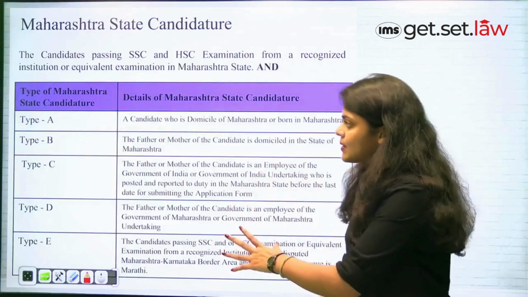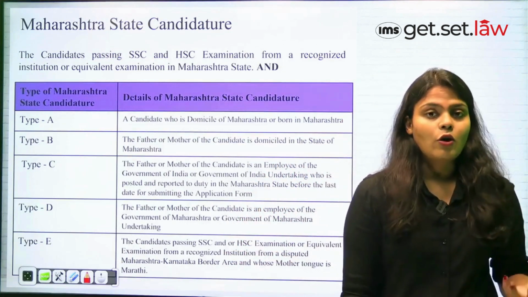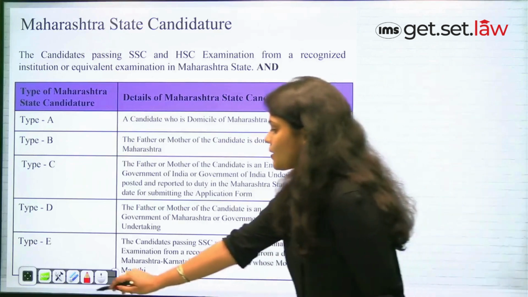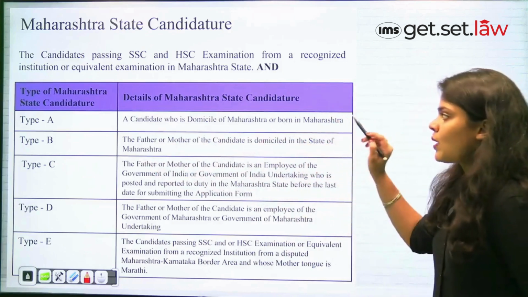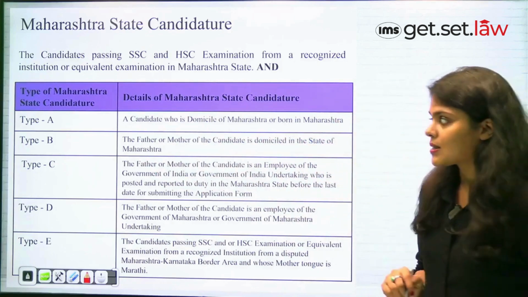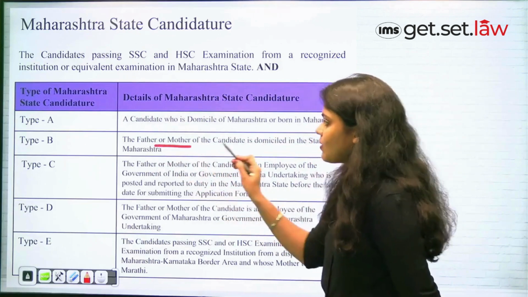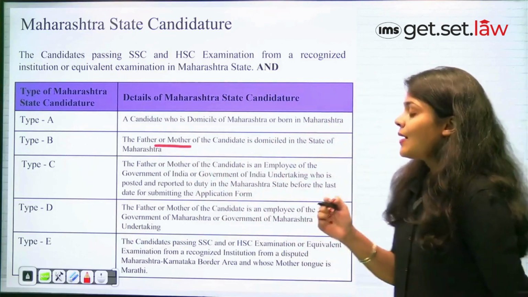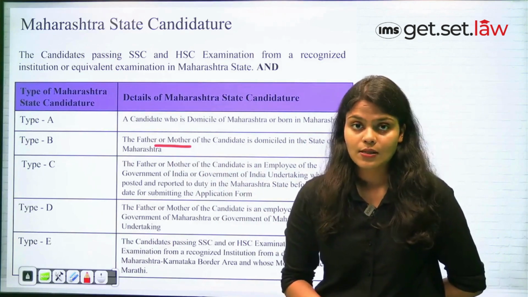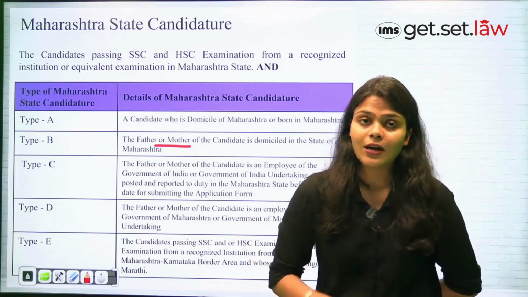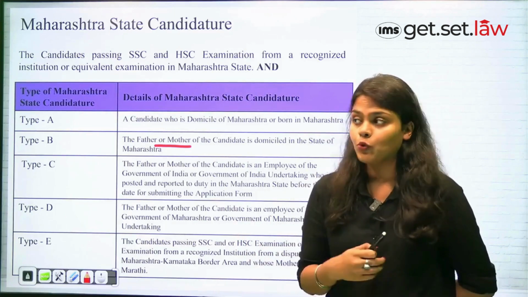Now this is the basic information for everyone who was not there during that Zoom session, so I'll just guide you through it. Type A candidates will be those who are born in Maharashtra and having the domicile of Maharashtra. Type B candidates will be those whose mother and father have the domicile of Maharashtra. But again, you will need a domicile certificate for this. Your mother's and father's domicile certificate will not help you out.